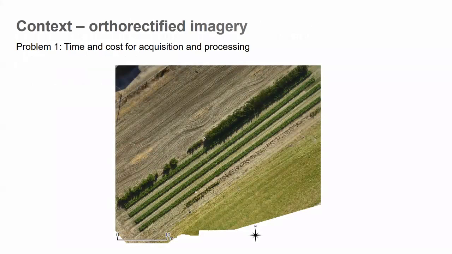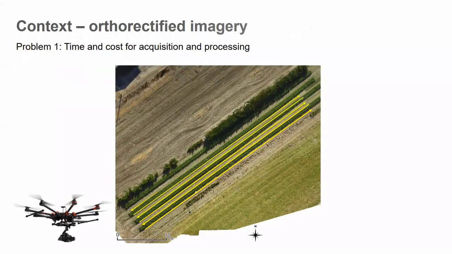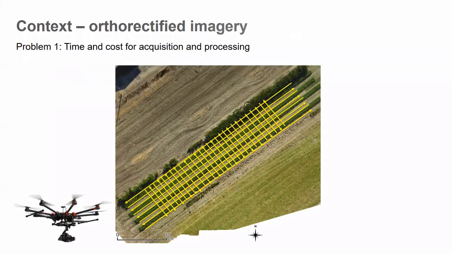Orthoimagery offers us consistent scale and perspective, but it also requires that we fly our UAV up and down the seedling beds with up to 80 to 90% overlap. In addition, we also have to take this imagery and run it through dedicated processing software that can take hours or days to produce the full orthomosaic.